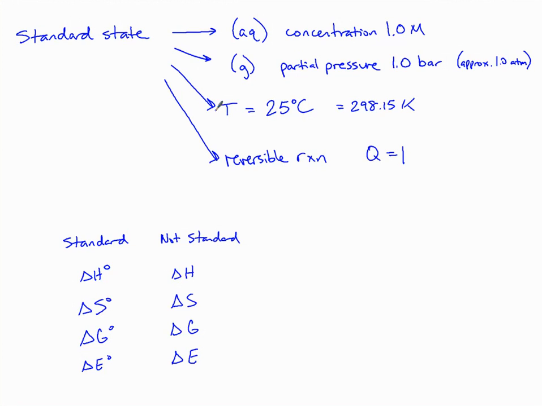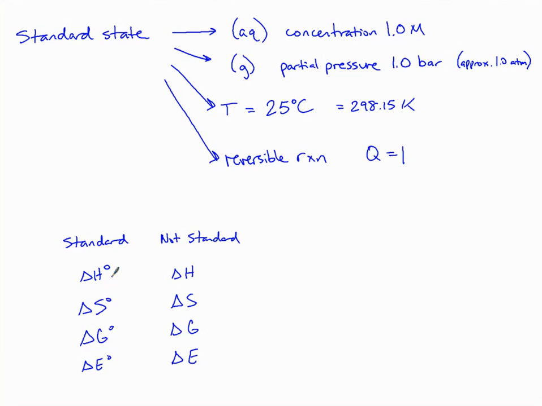So when you have something that's in a standard state, the symbols look just a little bit different. If you look here, I have standard compared with not standard. The only difference is this little degree sign that's referred to as a naught. So delta H naught, we would just say the standard change in enthalpy.